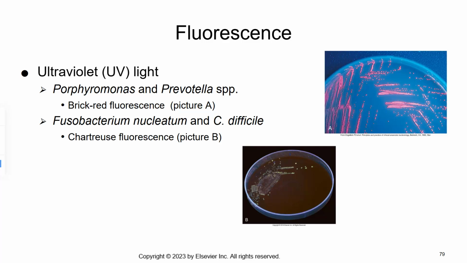Fluorescence. So under UV light, Porphyromonas and Prevotella look brick red. So you can see this. And you'll see on the qualifying exam, it'll say which one is brick red fluorescence, and it'll give some potentials. I've seen Prevotella on there more than I've seen Porphyromonas. And then the chartreuse one would be Fusobacterium and C.